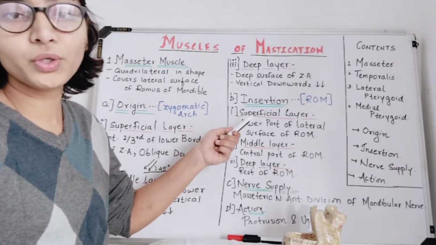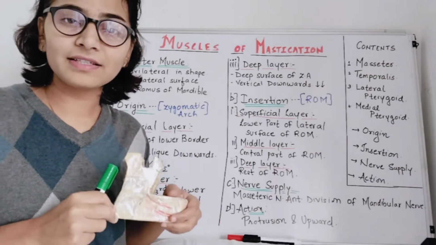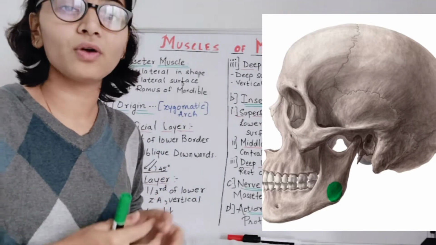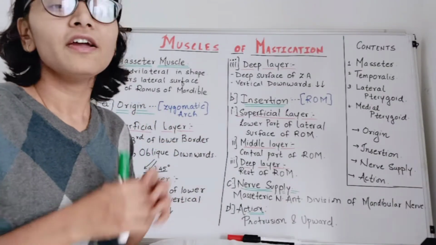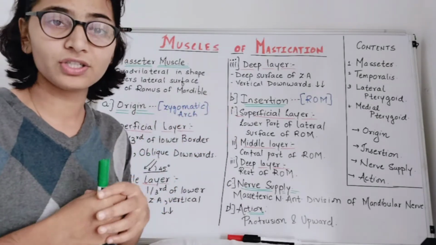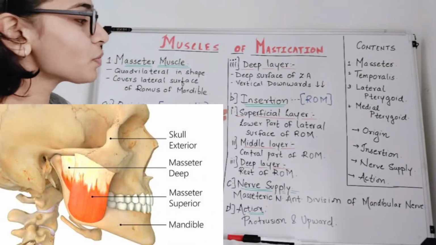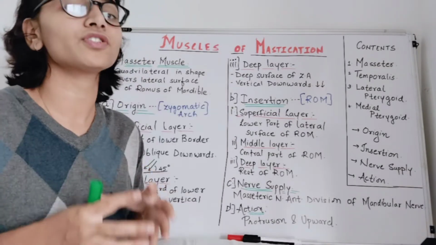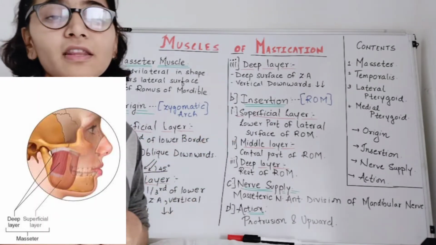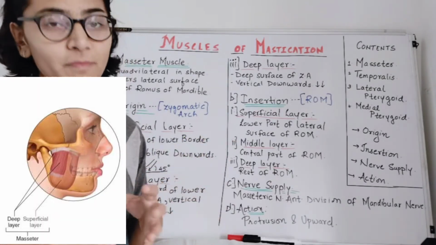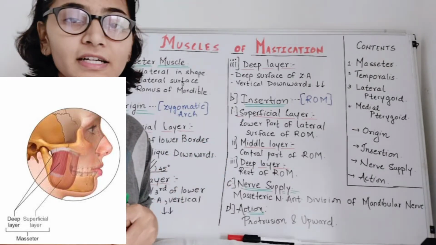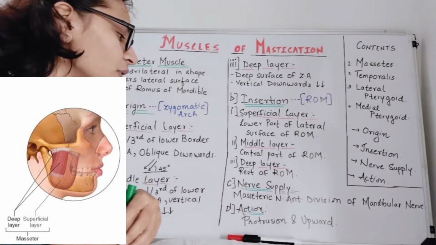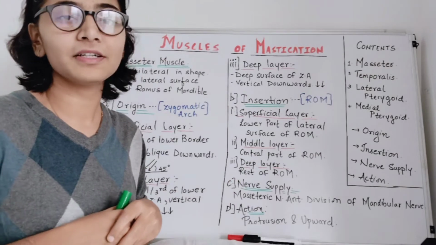Okay, so now we'll move on towards the insertion. Insertion of the masseter muscle lies in the ramus of the mandible. As we have discussed the origin in three different layers, we are going to say the same thing about the insertion in three different layers. First is superficial layer. The superficial layer is inserted into the lower part of the lateral surface of ramus of mandible. The middle layer is inserted in central part of the ramus of mandible. And deep layer is inserted in the rest of the ramus of mandible, that is the remaining part of the ramus of mandible.